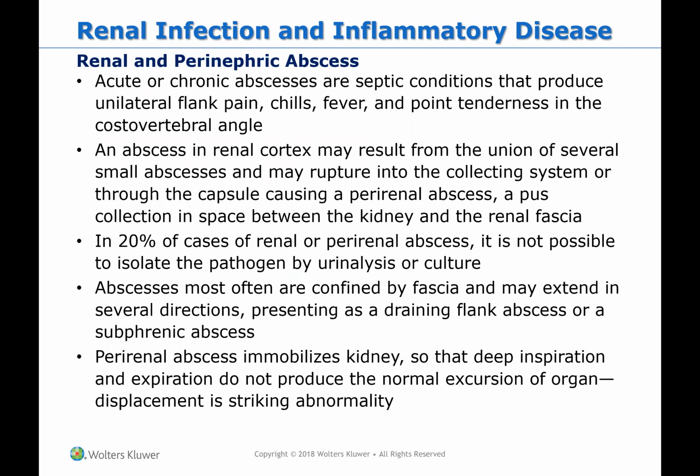Renal and perinephric abscess. Acute or chronic abscesses are a septic condition that produce unilateral flank pain, chills, fever, point of tenderness, and costovertebral angle. An abscess in the renal cortex may result from a union of several small abscesses and may rupture into the collecting system through the capsule, causing a perirenal abscess, a pus collection in the space between the kidney and the renal fascia.